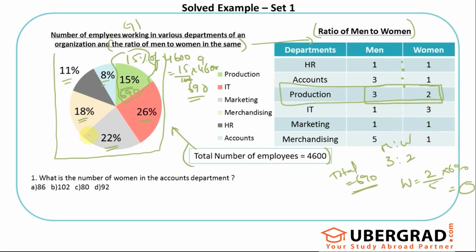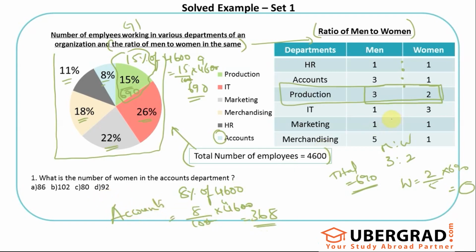So let's get to the problems. What is the number of women in the accounts department? Similar to what we have done here. So accounts department, this 8%. So what is the number of people? 8% of 4600. So that is 8 by 100 into 4600. 8 6s are 48, 8 4s are 32, 368. That's the total number of people in accounts.